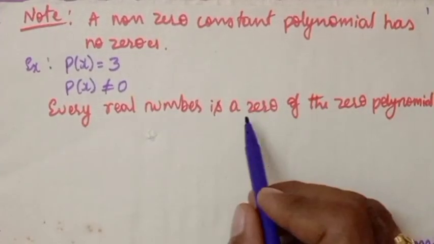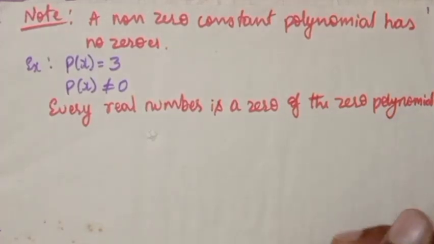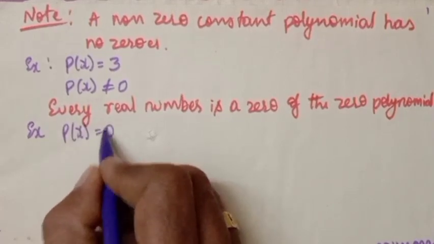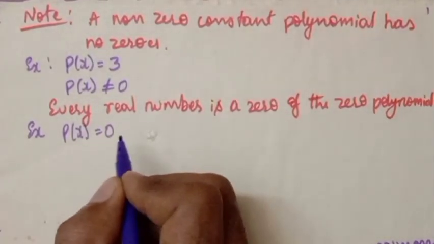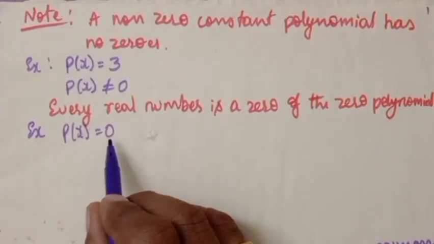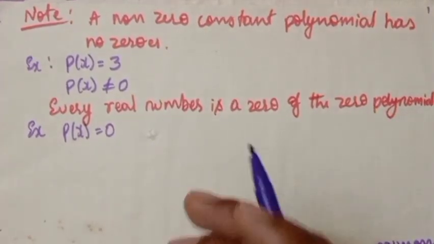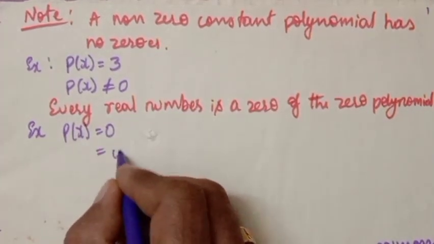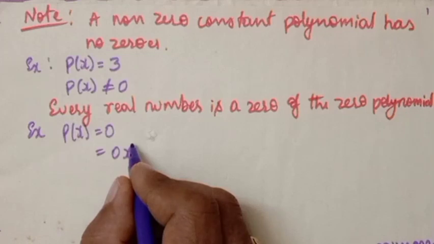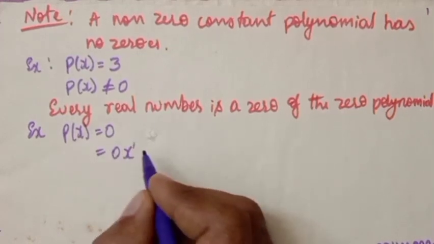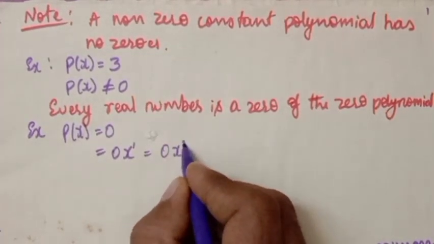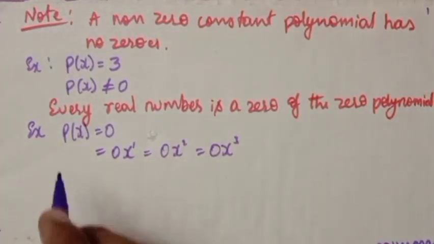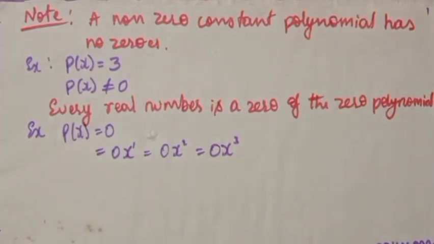Every real number is a zero of the zero polynomial. Example, p of x is equal to 0. So, whatever the value you give for x, the polynomial will always be equal to 0. Let me take an example. This can be written as 0 into x to the power of 1. It can be written as 0 x to the power of 2, 0 x to the power of 3, whatever it is. These are all equal to p of x is equal to anything.